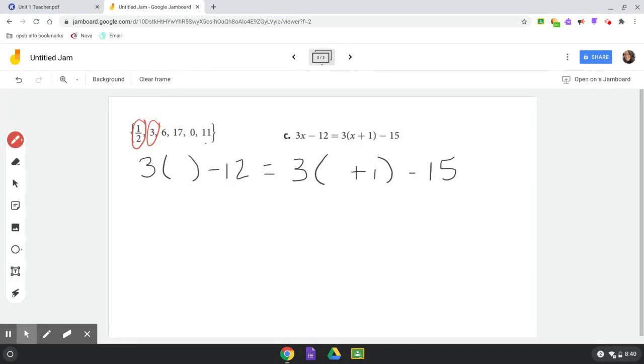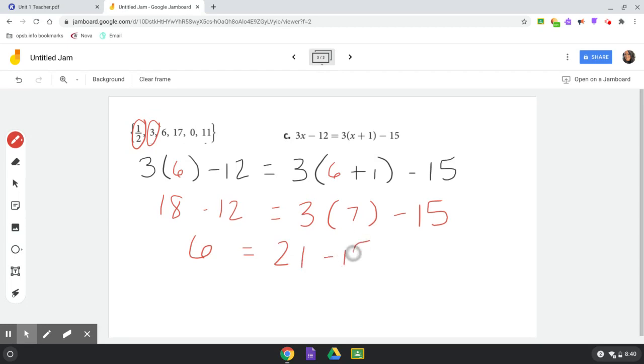Okay, let's go to the next one, 6. Got 18 minus 12 equals 3 times 7 minus 15. 18 minus 12 is 6. And then 3 times 7 is 21. And then 6 equals 21 minus 15 is also 6. So 6 equals 6. Therefore, 6 is a solution.